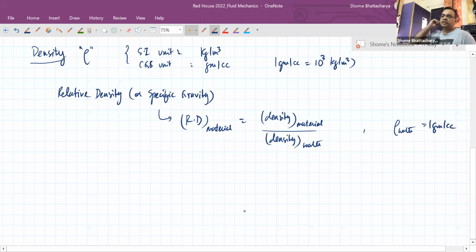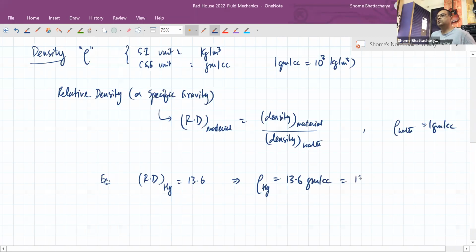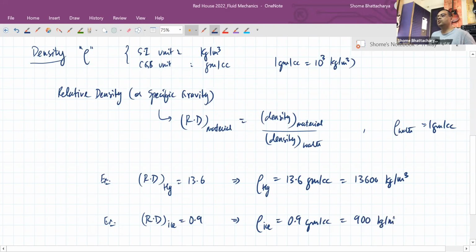And we know that the density of water at 4 degrees C is 1 gram per cc. So when we express the relative density of any material, the value is equal to its density in gram per cc. For example, if the relative density of mercury is 13.6, that simply means the density of mercury is 13.6 gram per cc, or 13,600 kg per meter cube. Or another common example is that the relative density of ice is 0.9, which means the density of ice is 900 kg per meter cube, which is why ice floats on water.